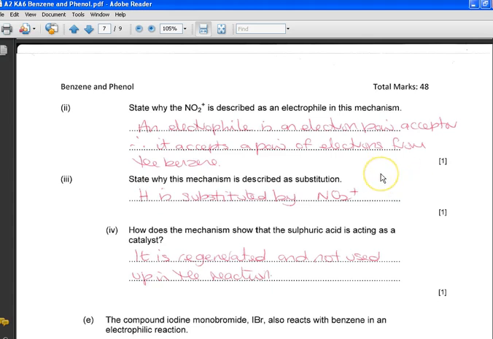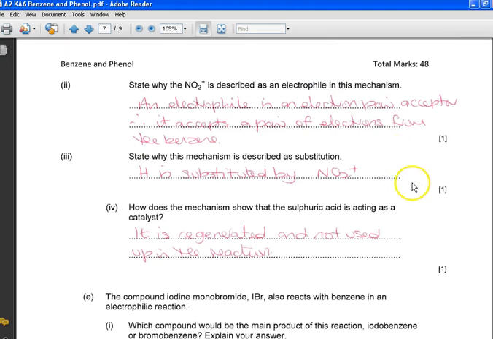Why is this an electrophile? Really, you need to know the definitions. An electrophile is an electron pair acceptor. So obviously NO2 plus is accepting a pair of electrons from benzene, because it does say electrophile in this mechanism.